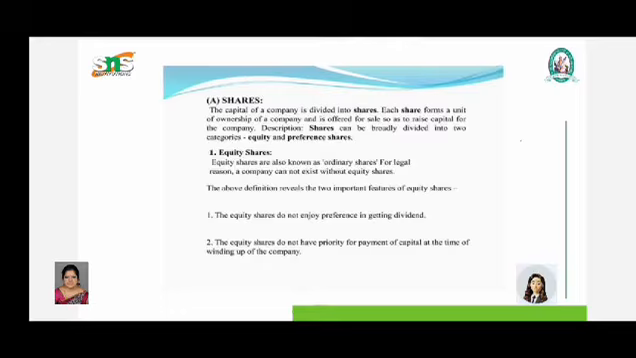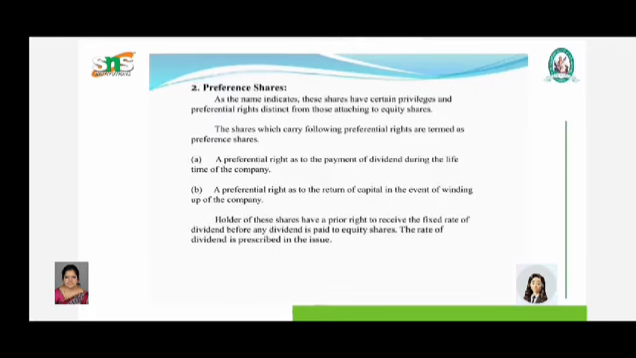Shares are issued to the general public. This may be of two types, equity and preference. Equity: such a shareholder has to share the profit and also bear the losses incurred by the company. Equity shareholders are regarded as the real owners of the company. Preference shares: a share which entitles a holder to a fixed dividend whose payment takes priority over that of ordinary share dividends.